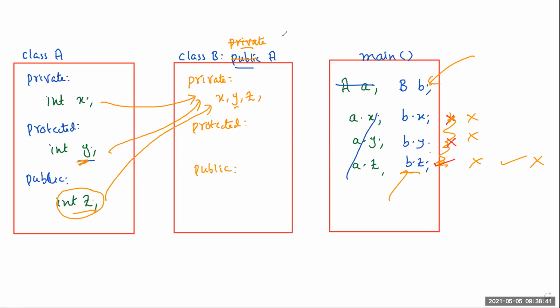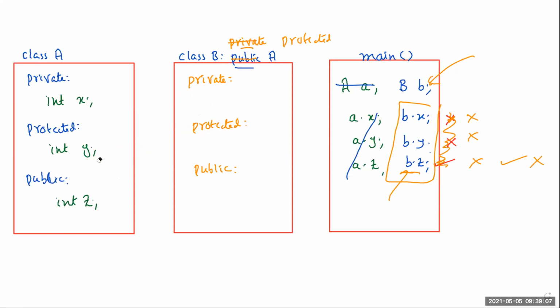And now you should also tell me what will happen if I make it protected. Out of these three, now what will happen? Just guess and tell me. When I make it protected, let's see what will happen. Let me just write it. Okay, so when the inheritance is protected, X will be private in the child, Y will be protected, and this Z will also be protected.